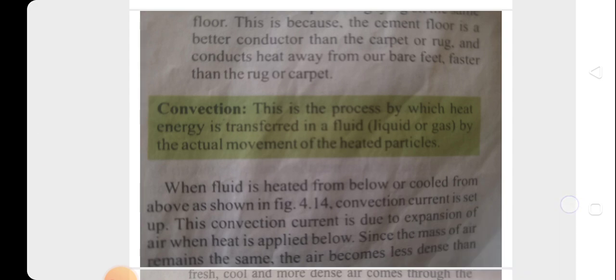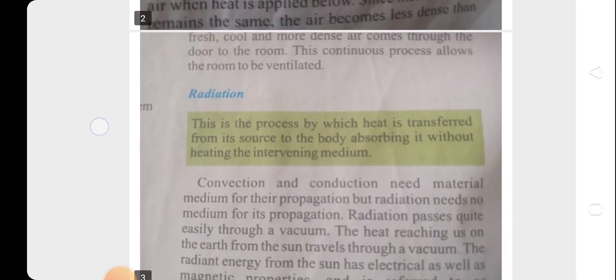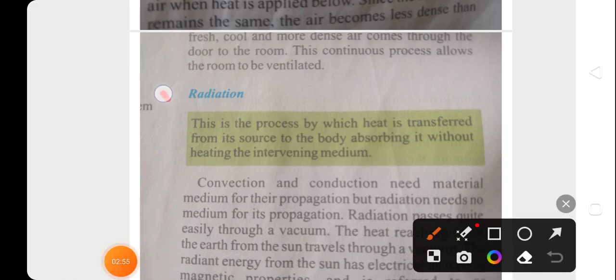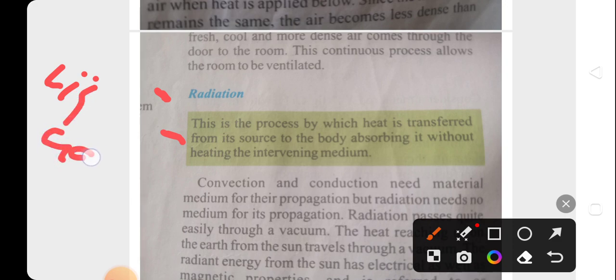The last but not the least is radiation. This is the process by which heat is transferred from its source to the body absorbing it without heating the intervening medium. So transfer of heat in nothing. It doesn't require solid, it doesn't require liquid, it doesn't require gas.